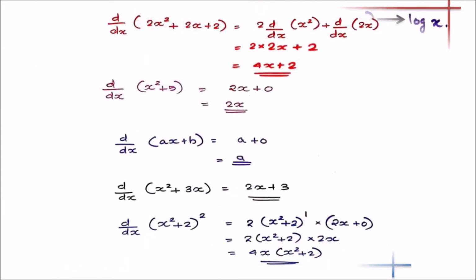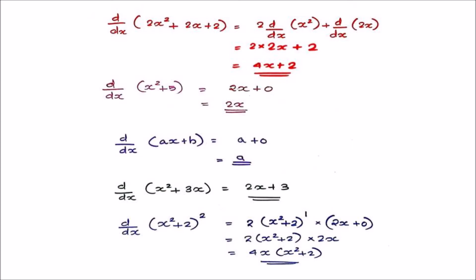Here are some simple problems. The first one is the derivative of 2x square plus 2x plus 2. In this case, we need to differentiate each of the terms, that is the derivative of 2x square plus the derivative of 2x plus the derivative of 2. Now the derivative of 2x square is 2 into d by dx of x square, that is simply 4x. Now the derivative of 2x is 2 into d by dx of x, that is again 2. Now the derivative of 2 is 0 because 2 is a constant. So the answer is 4x plus 2.